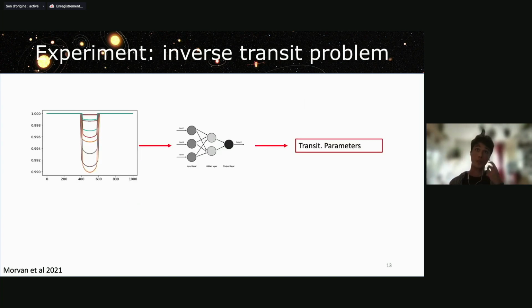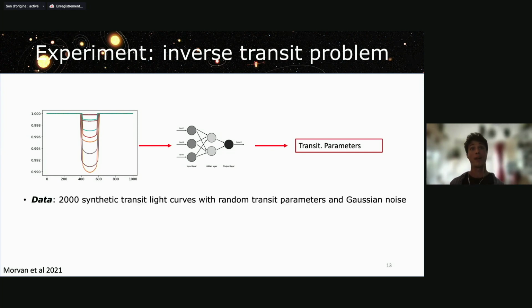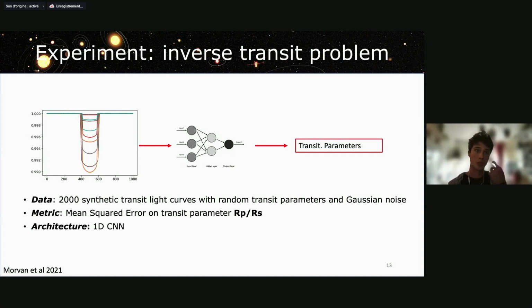The first experiment that we did using this code was to try to solve the inverse problem, which is classically starting from clean light curves and trying to predict the transit parameters with a neural net. So we generated 2,000 synthetic transit light curves with random transit parameters and Gaussian noise. And we evaluated the model only on the prediction of one parameter, the most important one that we're interested in, the ratio of radii between the planet and the star. We used a 1D CNN, actually to compare different ones, but here the idea is really to compare different ways of learning rather than optimize the architecture.